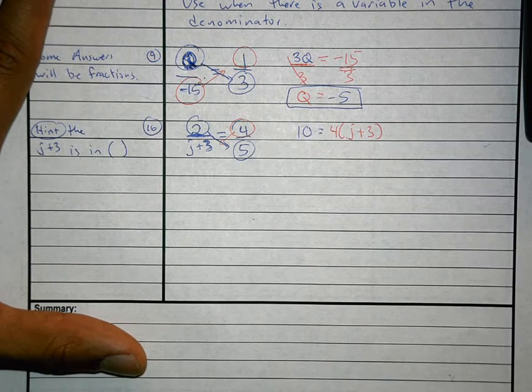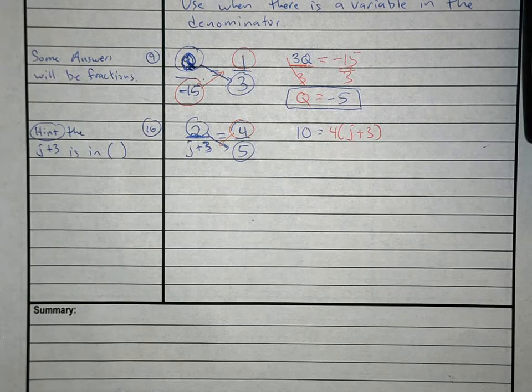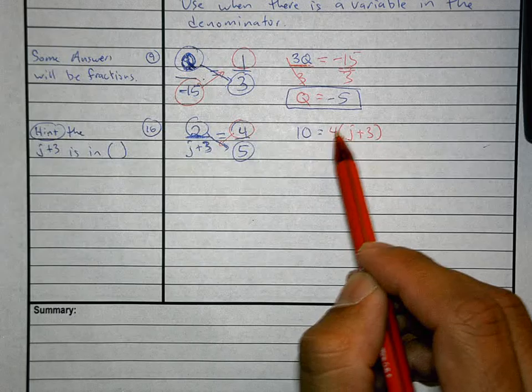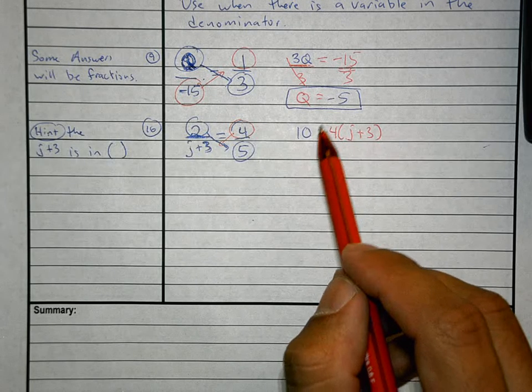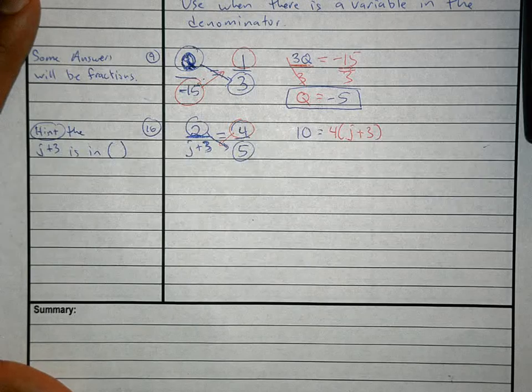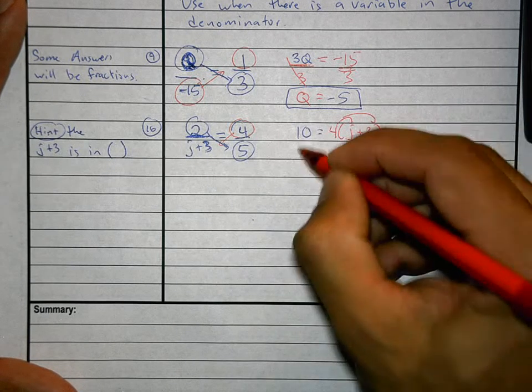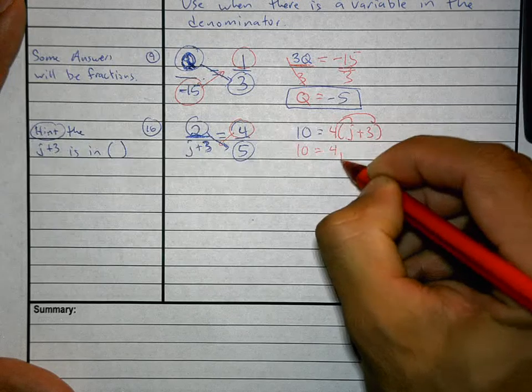Because some of you are going to forget section 1. Section 1 is on the distributive property. Do you remember how to distribute? That means you don't just give the 4 to the j, you also give the 4 to the 3. It's like the donut rule. Remember that? 10 equals 4j plus 12.